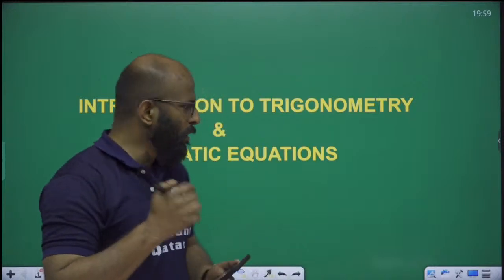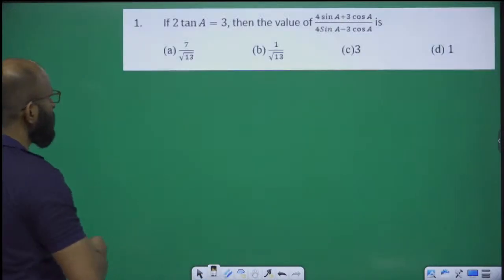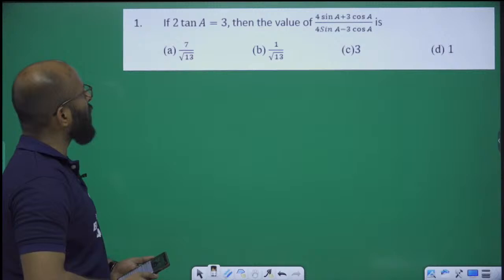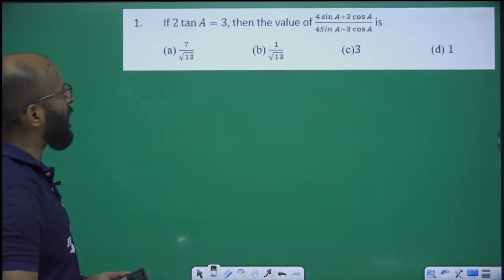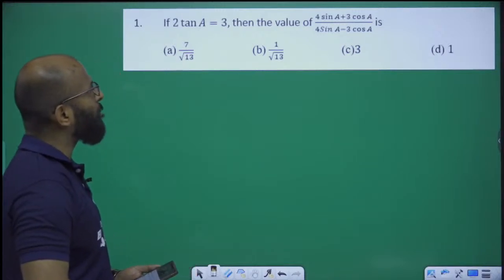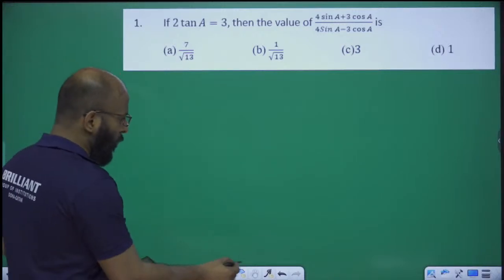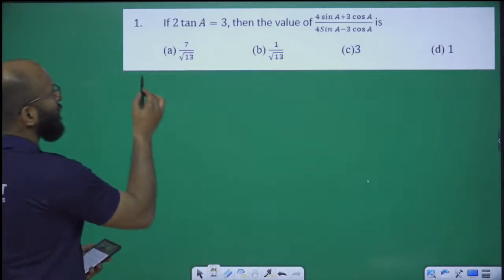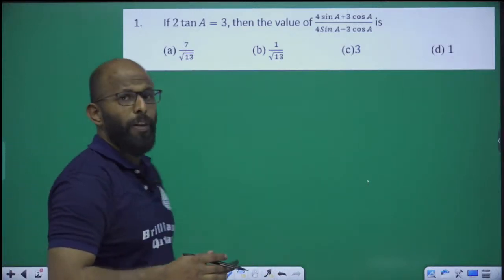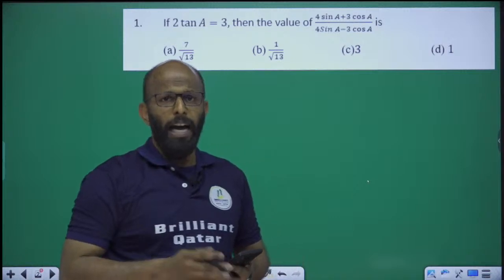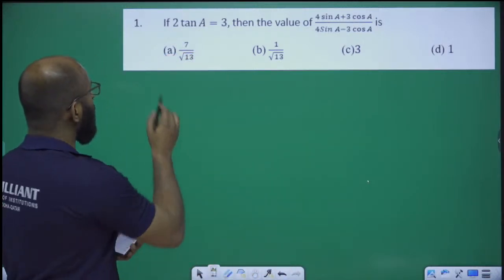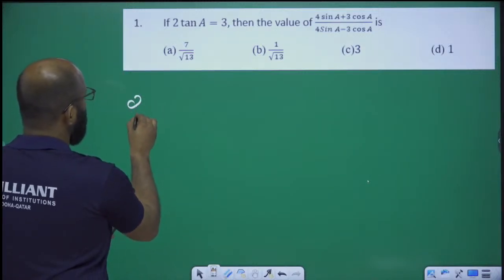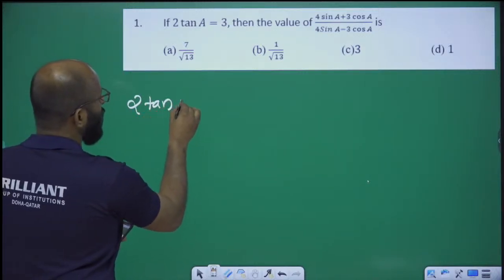Okay, now let's rock in maths. We will go with the first question. If 2 tan A is equal to 3, then find the value of (4 sin A plus 3 cos A) divided by (4 sin A minus 3 cos A). While seeing these questions, most of them will start with the triangle method, but I prefer not to use it. Observe the question carefully. They have given 2 tan A is equal to 3.